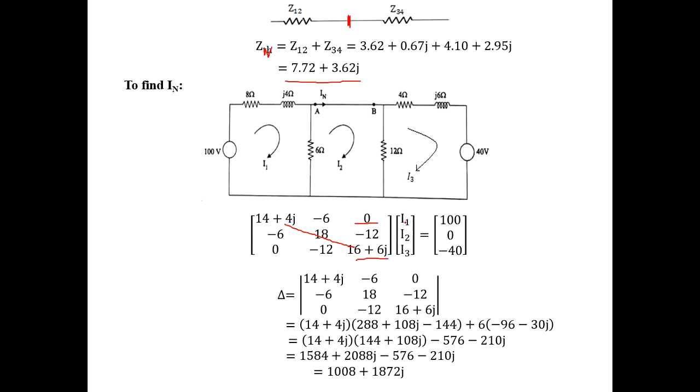Next, the currents are I1, I2, I3. Next, we have to write the voltage. Here, consider this is positive to negative, and then here, this one is positive to negative. Here, the current is flowing positive to negative. We can write the value as 100.